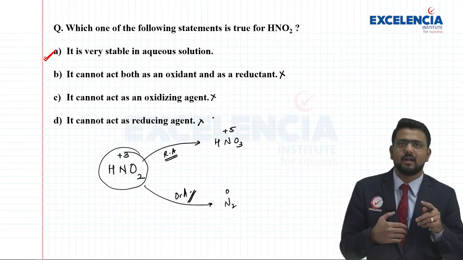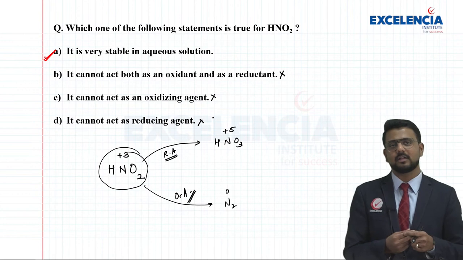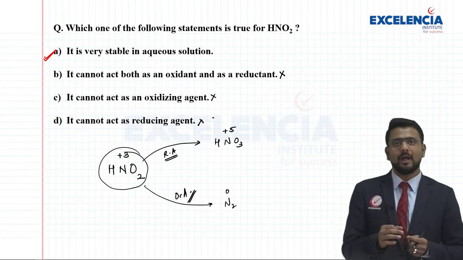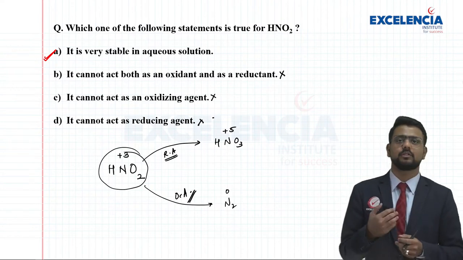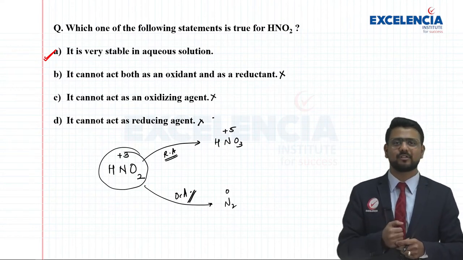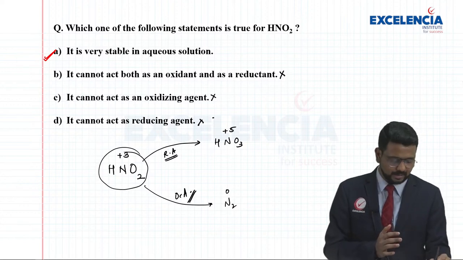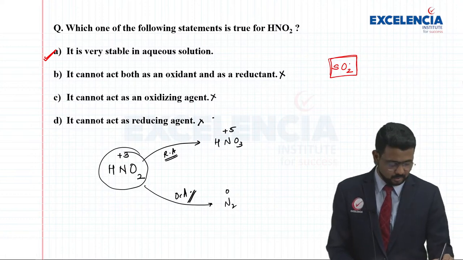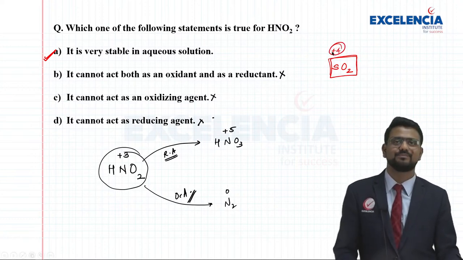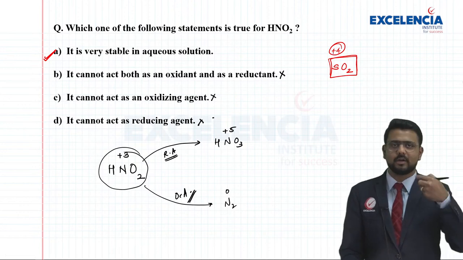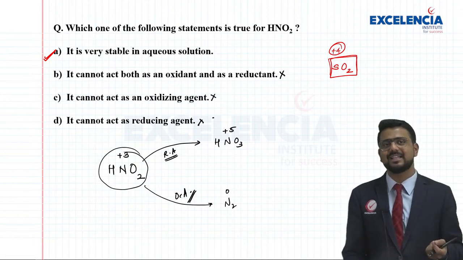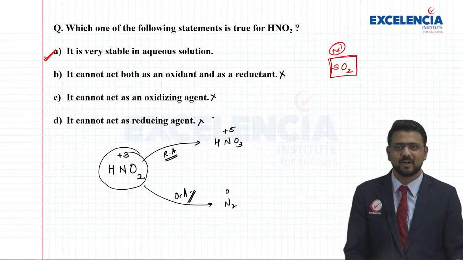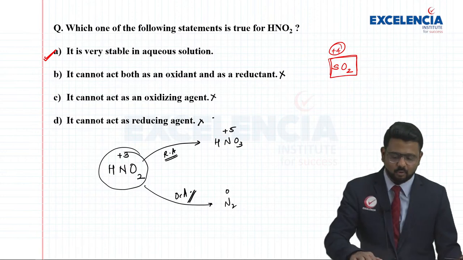Now, remember, apart from HNO2, there are certain other compounds which will show both oxidizing and reducing properties. You have to check with respect to the oxidation number. And if the oxidation number comes out to be an intermediate oxidation number, then they can behave as both. For example, sulfur dioxide, right? In sulfur dioxide, the oxidation state of sulfur is +4. So it can get oxidized to +6 or it can get reduced to a lower oxidation state as well. That's the reason we can say that SO2 is acting as both an oxidizing as well as a reducing agent, right? So I hope you got the understanding. Let's move on with the next question here.